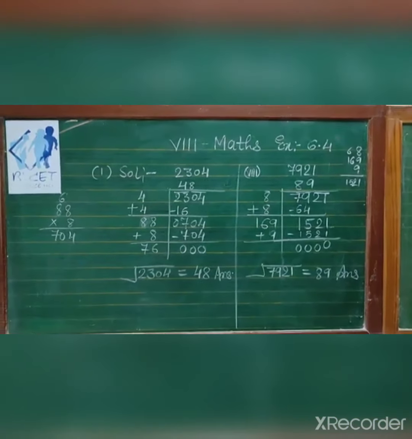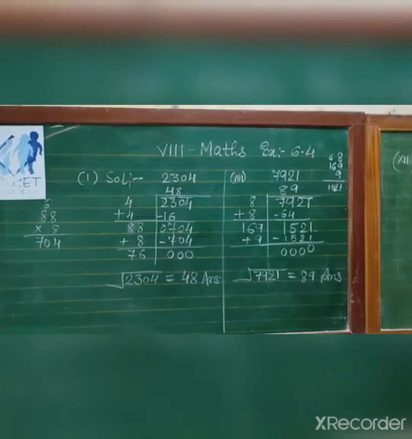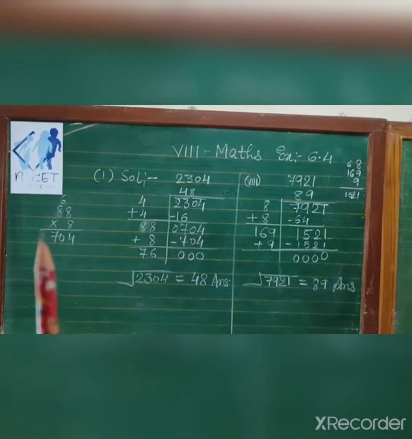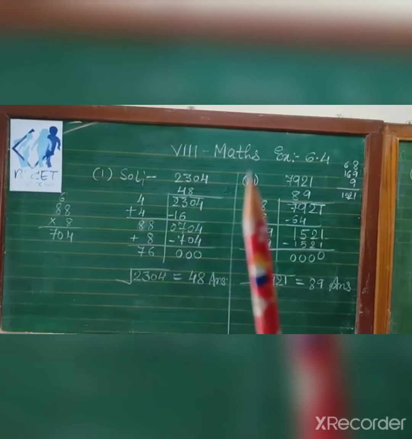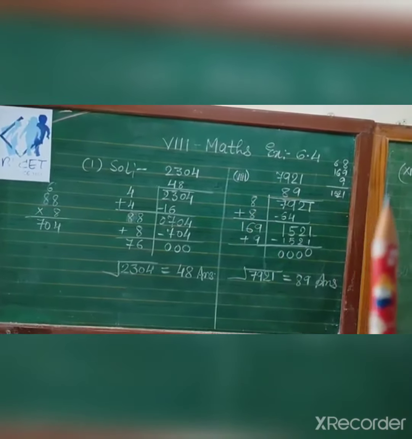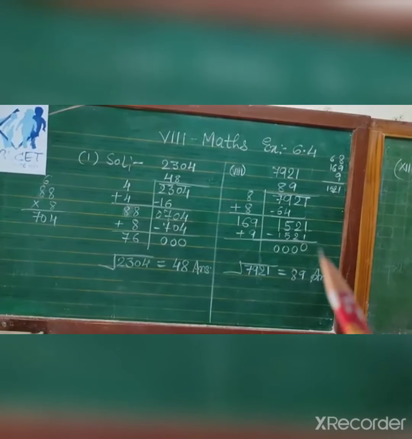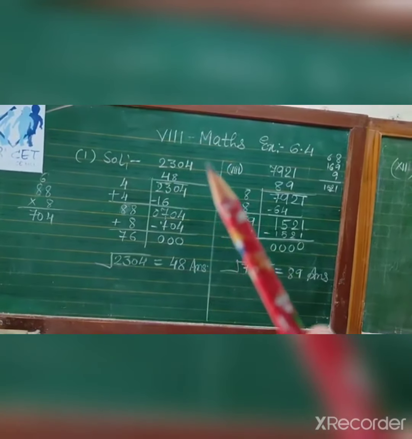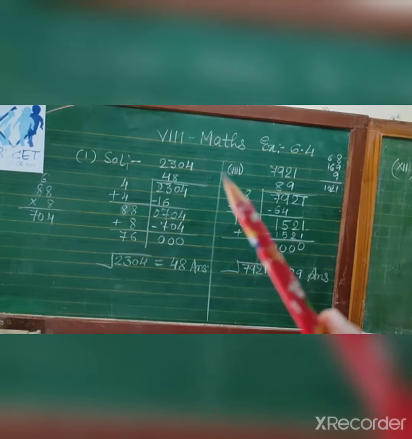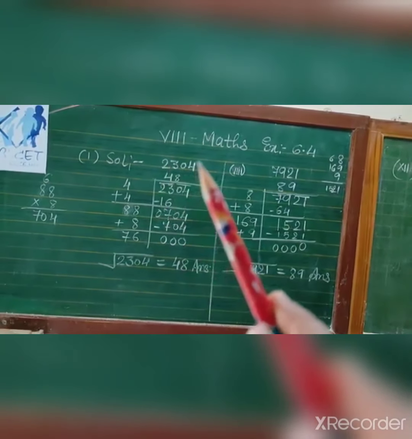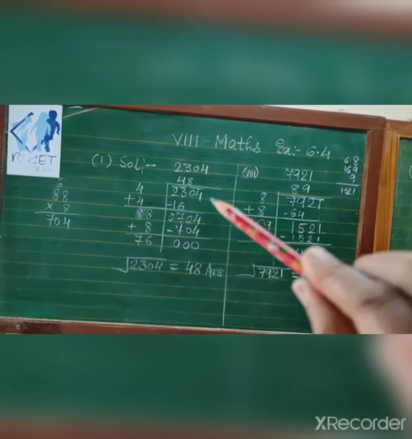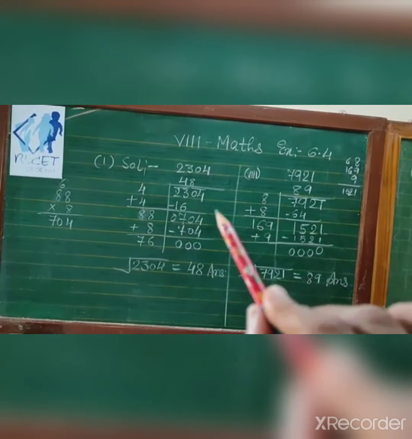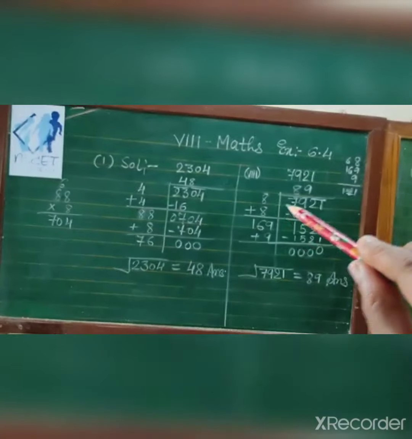Now see here, we are starting exercise 6.4. You can see the given questions. We have to find the square root of the following numbers, and the number I have chosen first is 2304. So the given number is 2304. Now make pairs from the last.